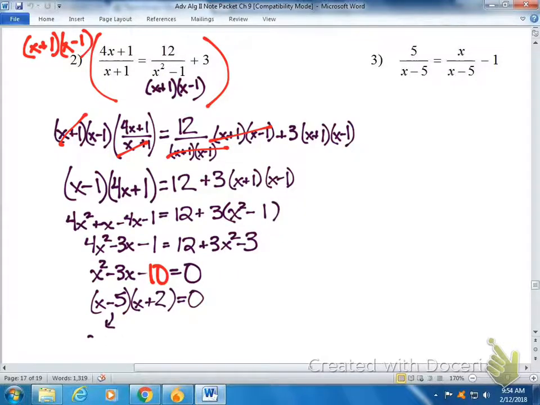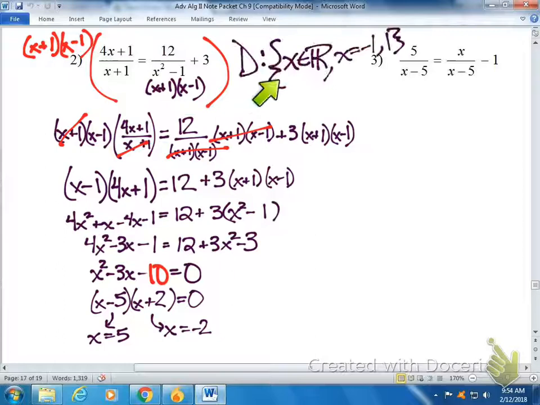And we get 2 solutions, 5 and negative 2. But you got to check the domain. Like, do these fit in our domain? So we check our answers, and both of them do fit our domain. So both of them are a solution.